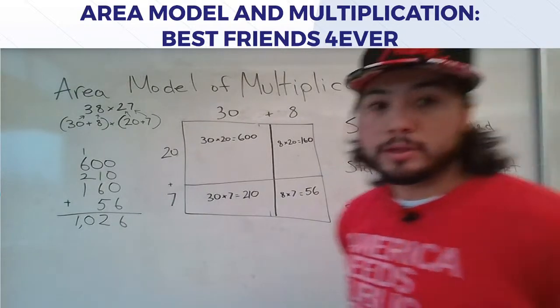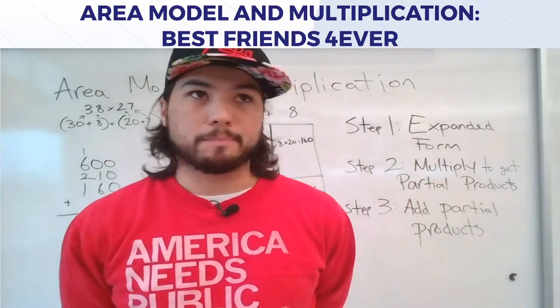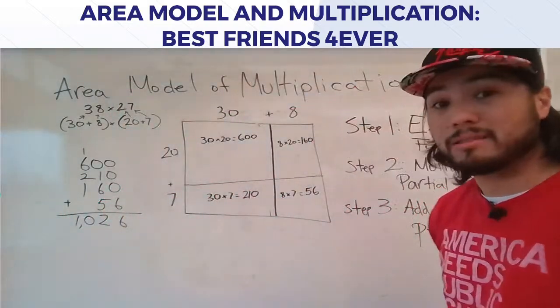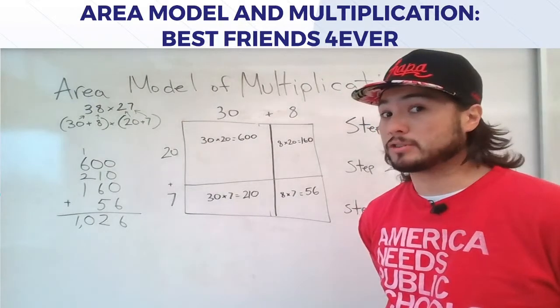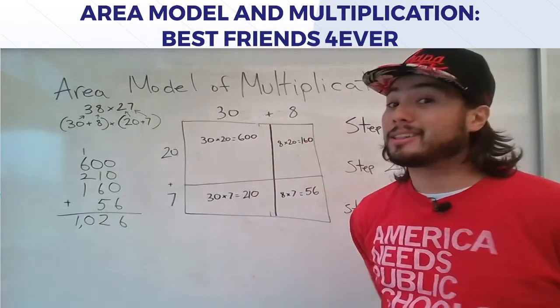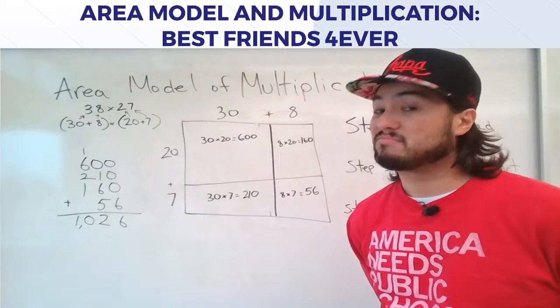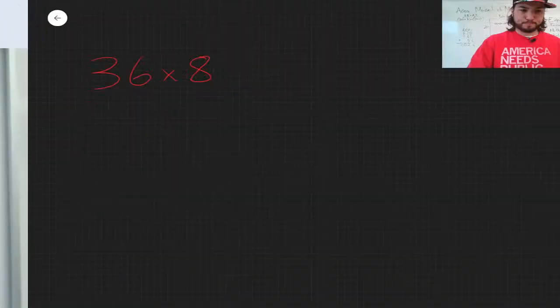Okay. For the standard algorithm fuddy-dudds, most of you figured out last year that area model and standard algorithm aren't that different. It's the same steps. You're finding the same partial products. You're just doing it in a little bit of a different way. An area model can be a lot clearer for some people to see. Okay? Let's go ahead and move to our digital whiteboard, and we're going to practice a few.